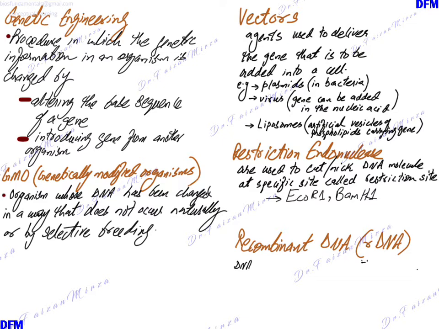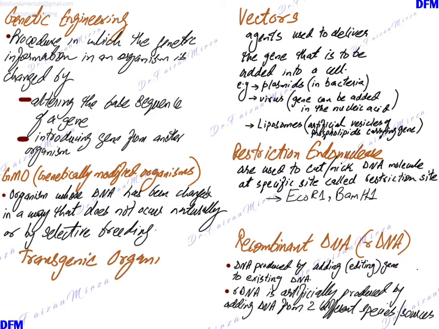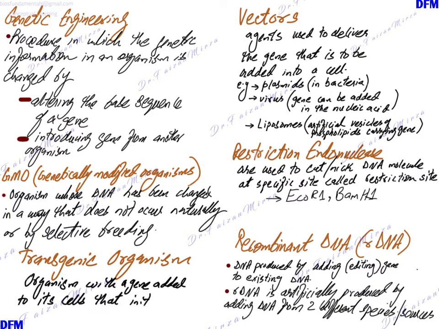Recombinant DNA, rDNA, the DNA produced by adding or editing a gene to existing DNA, is basically recombinant DNA. It is artificially produced by adding DNA from two different species or two different sources. Transgenic organism. A transgenic organism is an organism with a gene added to its cells that it initially did not have. What's a gene probe?